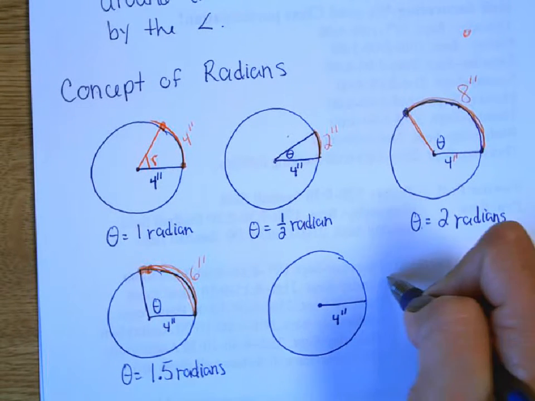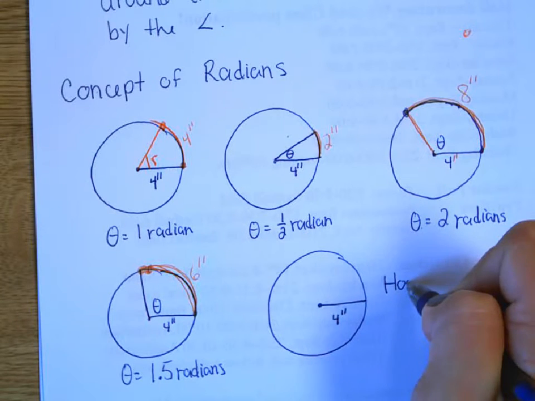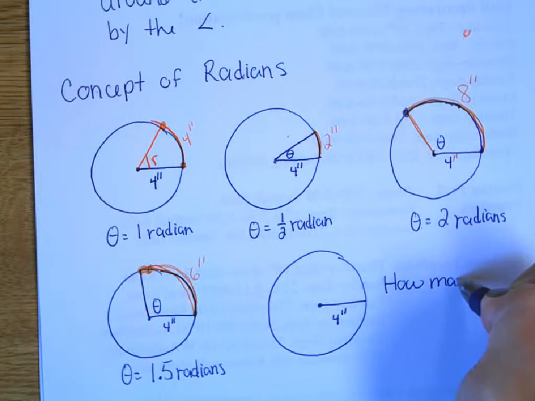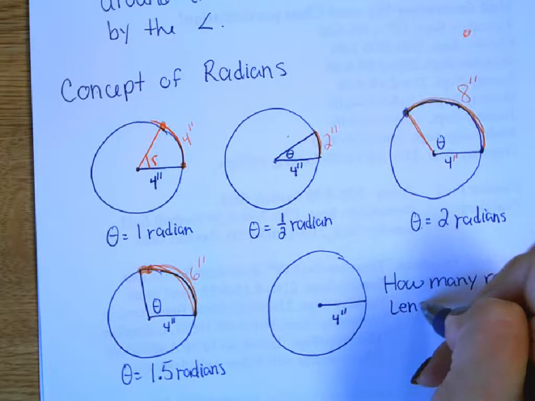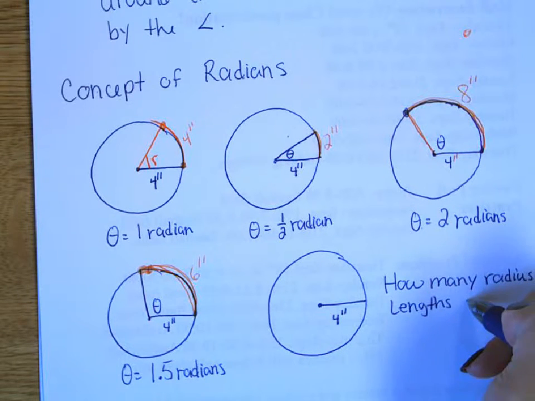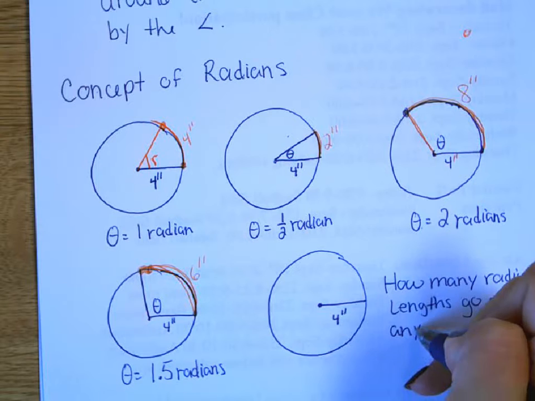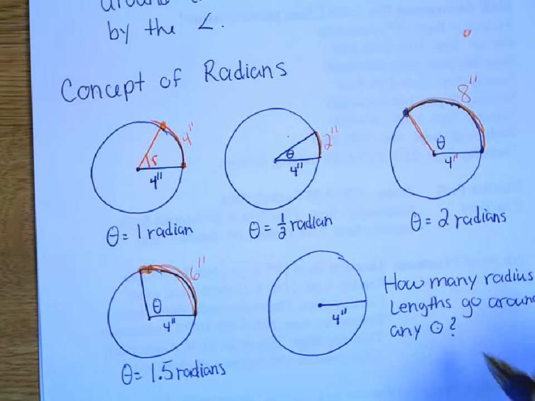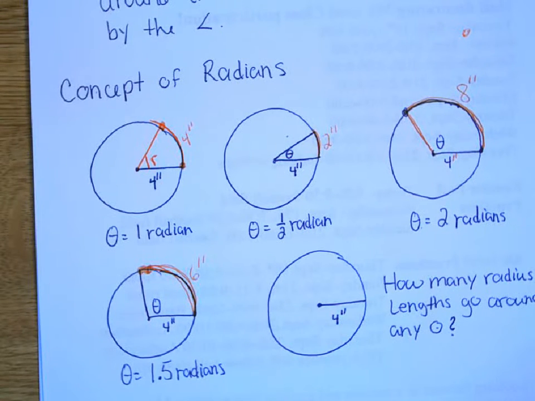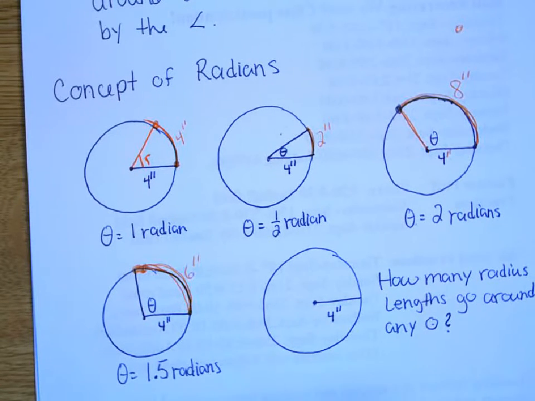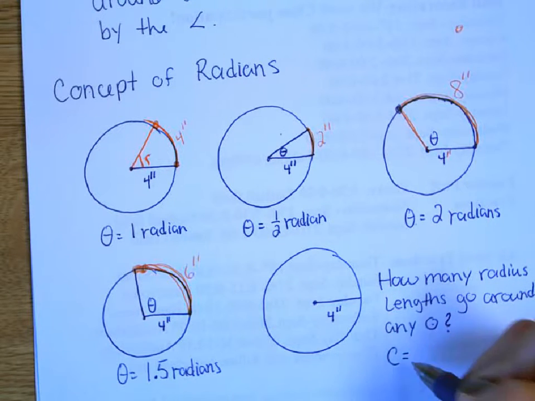Okay, so our question here was, how many radius lengths go around any circle? Matt said, well, let's look at the circumference. Once I know the circumference, that's going to give me my answer. What's the formula to get the circumference of a circle?